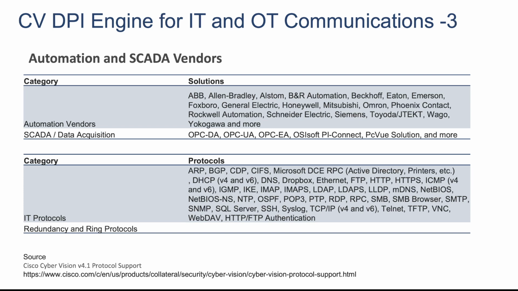So this is the list of automation and SCADA vendors which are already incorporated, and this is the list of IT protocols like BGP, or any authentication or SMB, which can impact our production network.